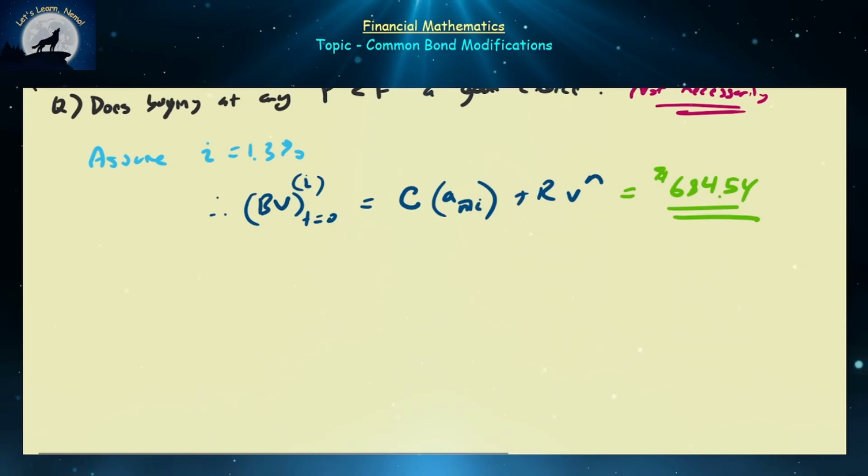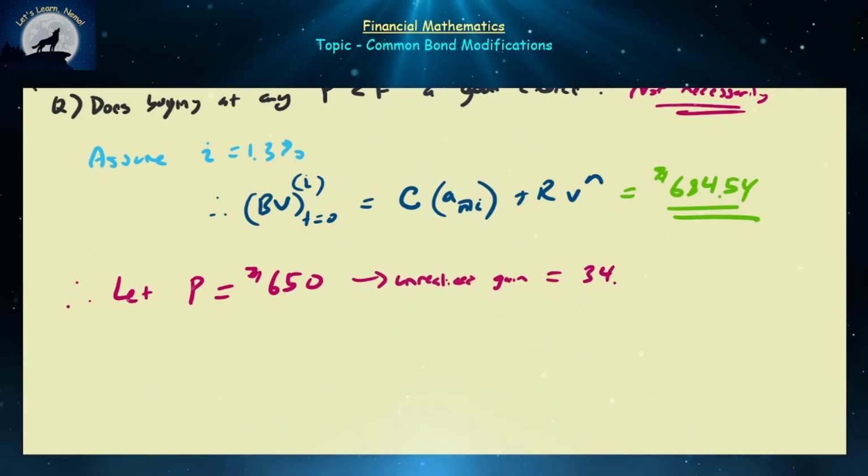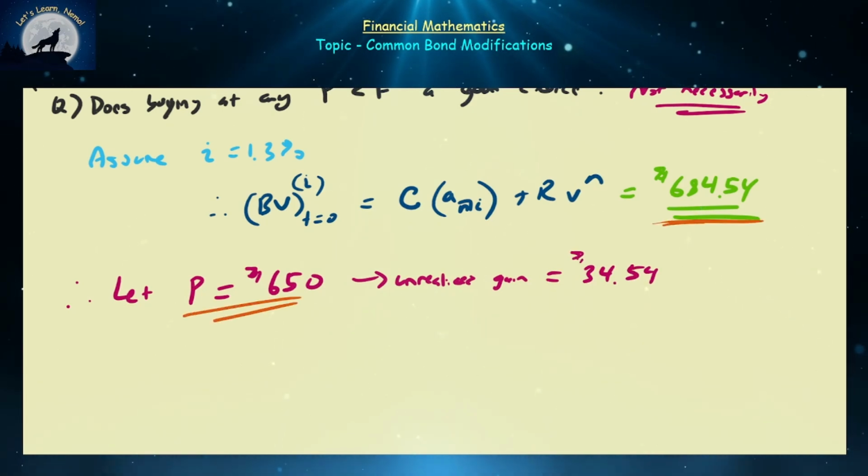So with this information, let's assume that we buy this bond at a price of $650. So that means we have an unrealized gain of about $34.54. So what would be the yield rate? Let's actually just state that. So our unrealized gain is equal to $34.54. That's the difference between price and that present day book value under i.